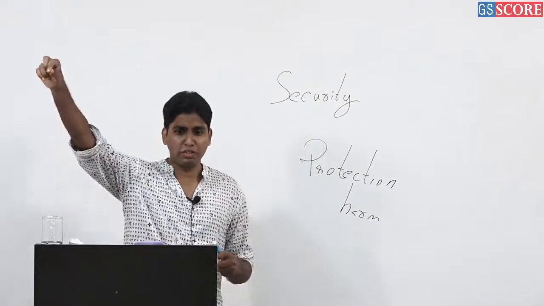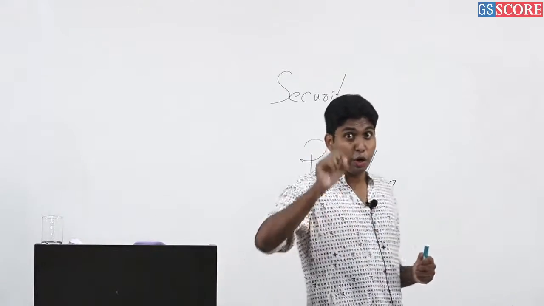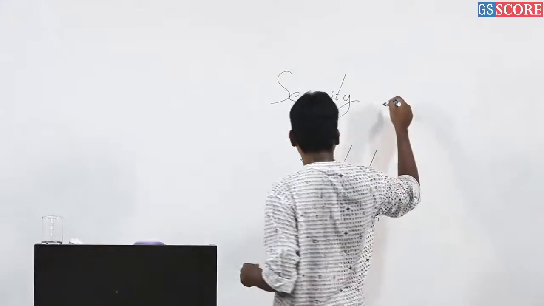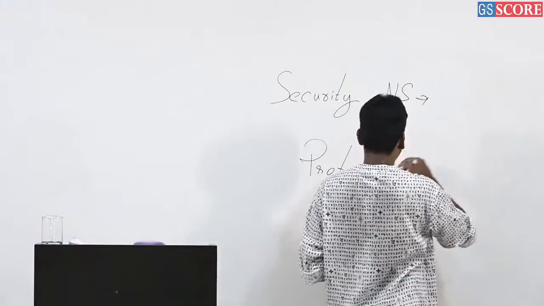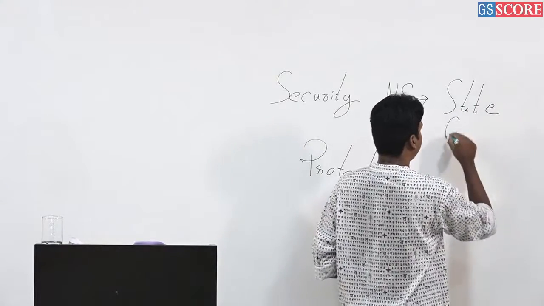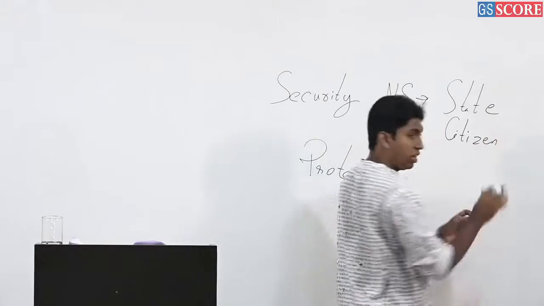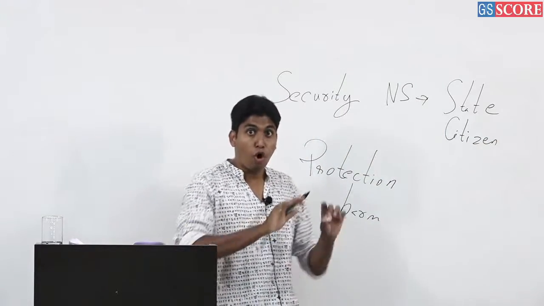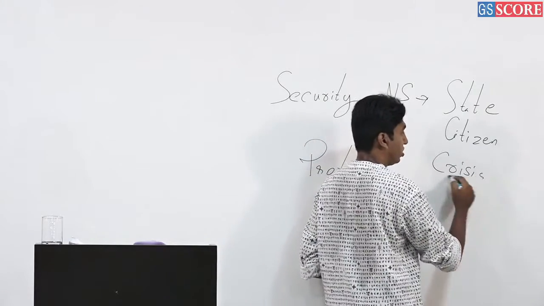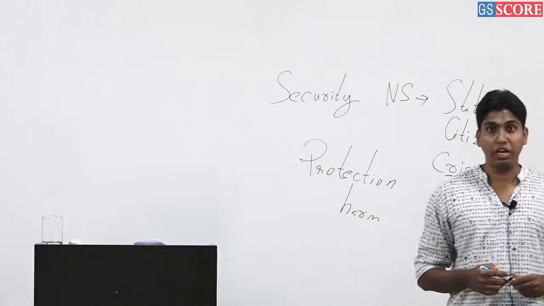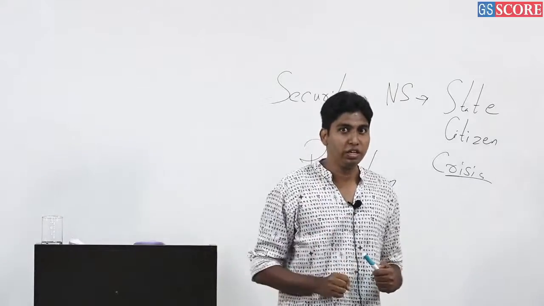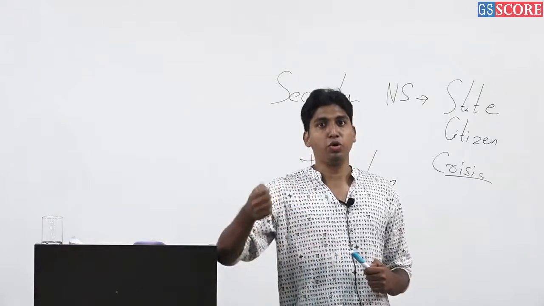If we are going by the definition, national security is the protection of state and citizen. It is the same protection to the state and also to the citizen, from all kinds of national crisis, using political, military, economic, and also diplomatic power.